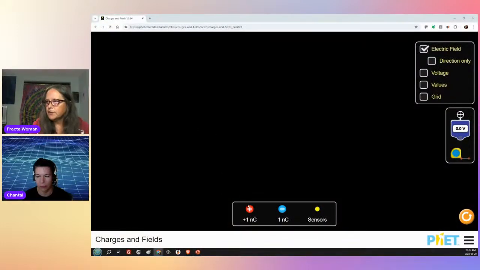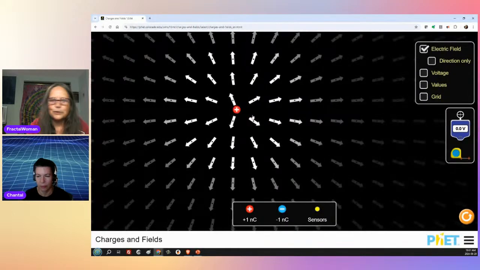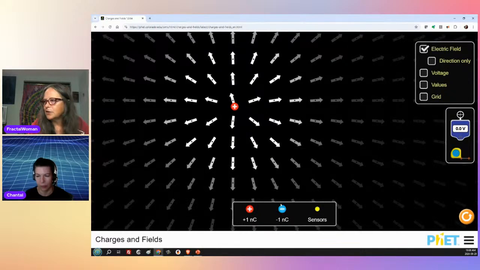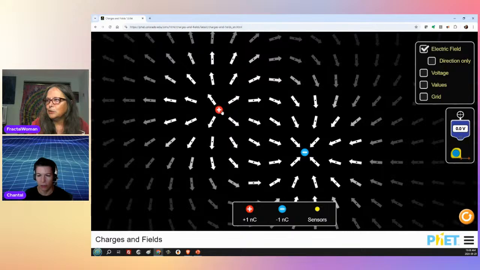Okay, so I'm going to throw a positive charge in here. And you've got the dipoles aligning. So you've got the positive charge and the negative charge, and the positive charges point away from.